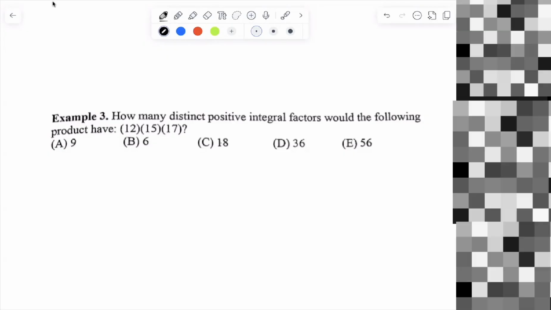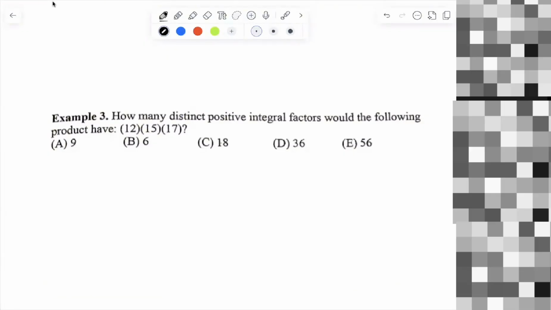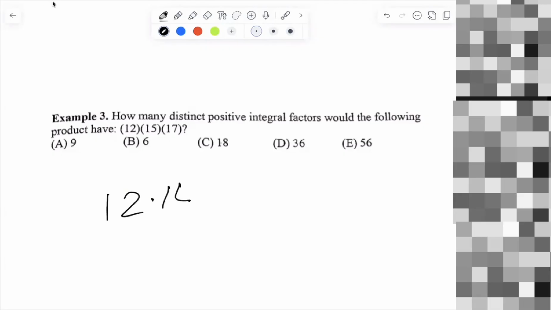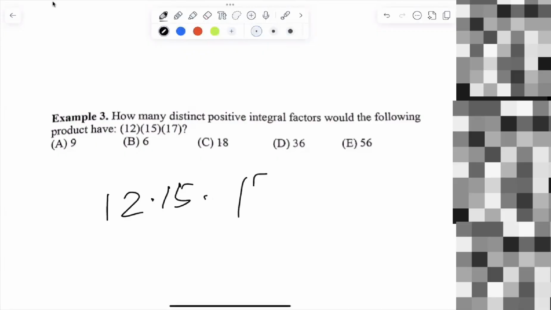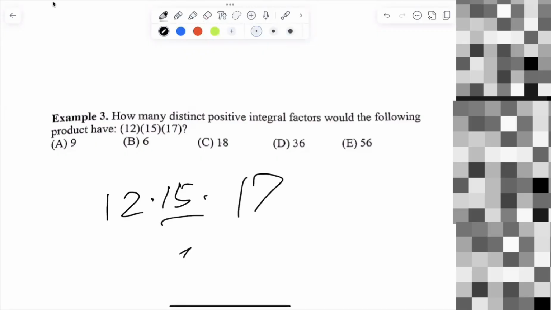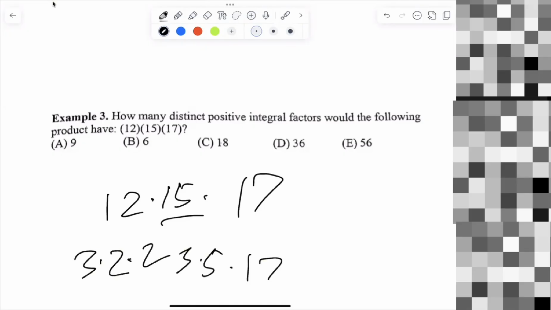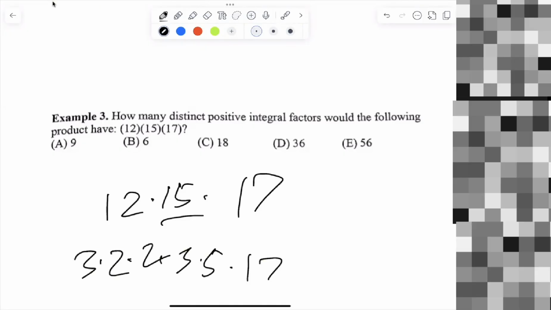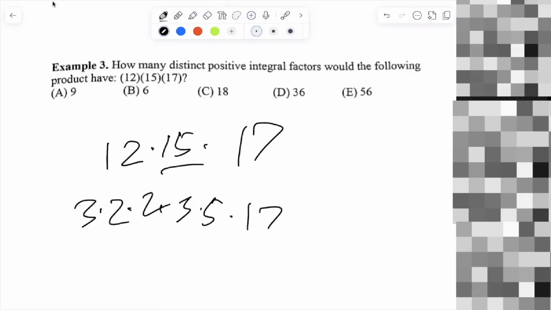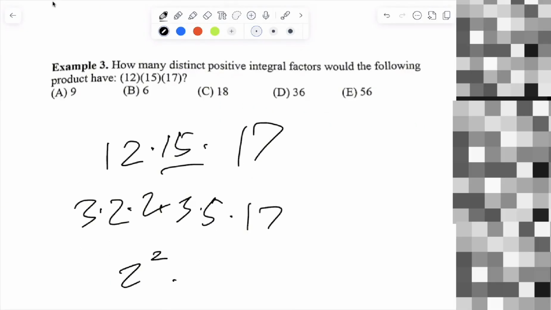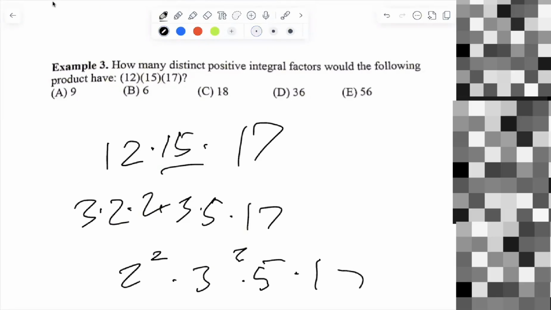All right, let's get started with this question. So how do we approach this? Well, let it be 12 times 15 times 17. Notice that 17 is already a prime number by itself, so we just leave that. For 15, we can split it to 3 times 5, and 12 we can split it to 3 times 2 times 2. All right. From here, you can get 2 squared times 3 squared times 5 times 17.